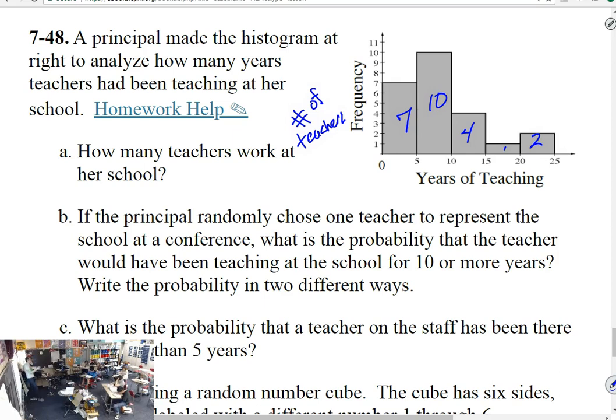Frequency is always how many of whatever you're talking about. Dogs, cats, people, penguins, doesn't matter. Okay.